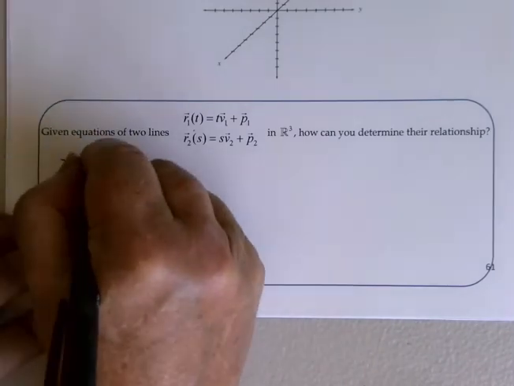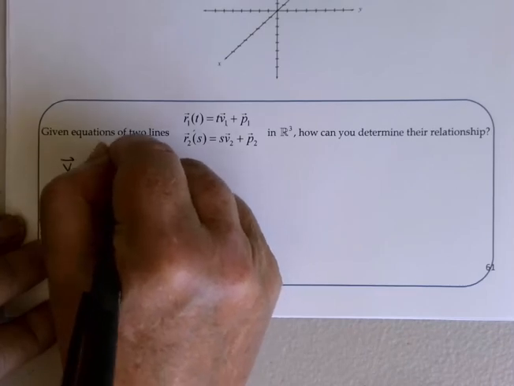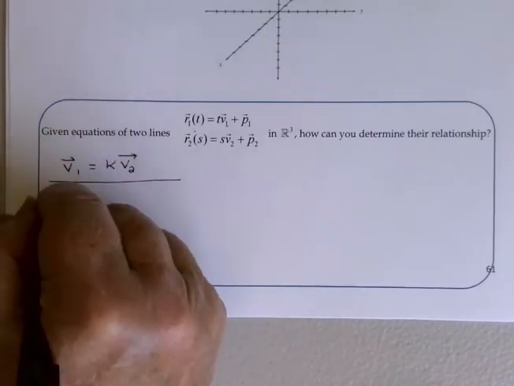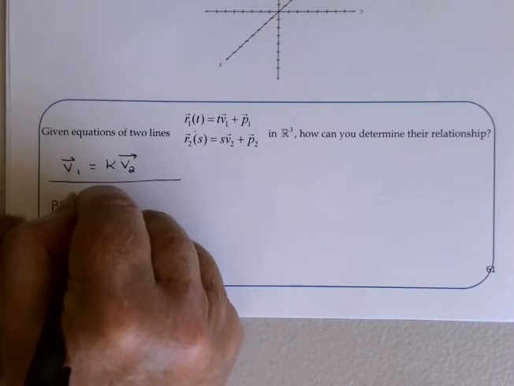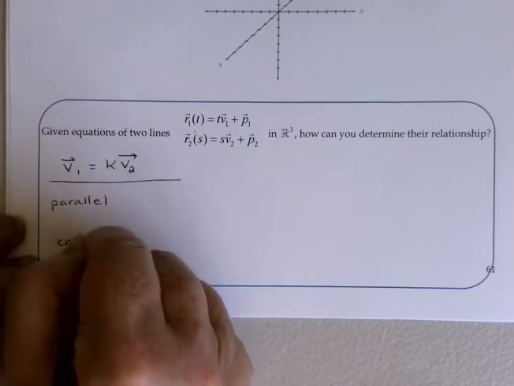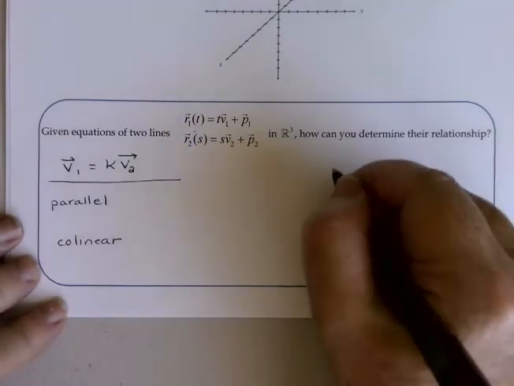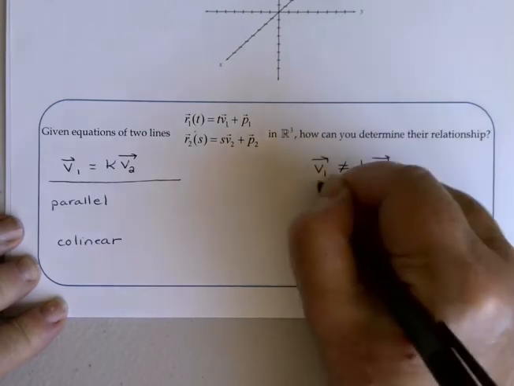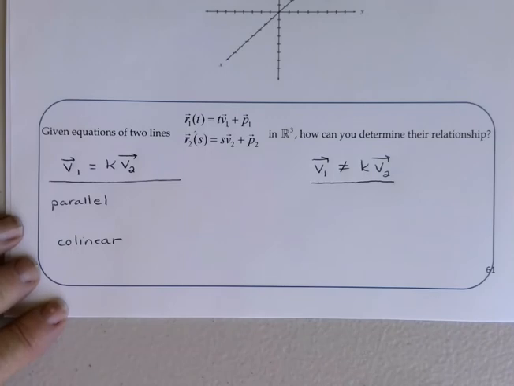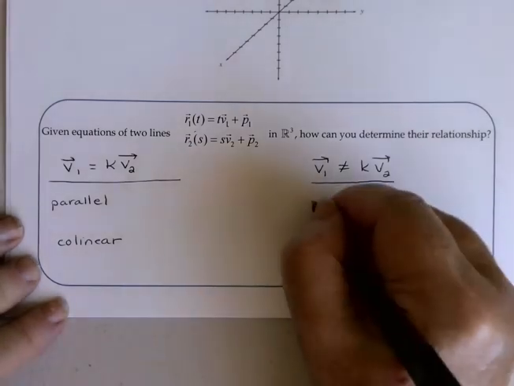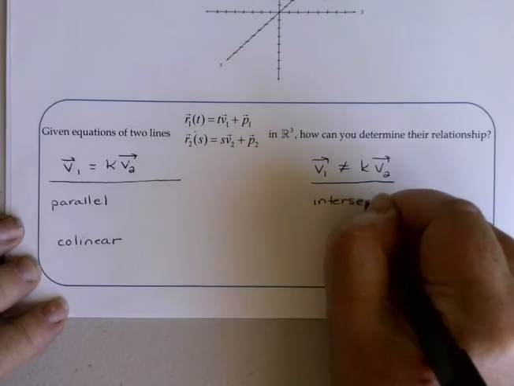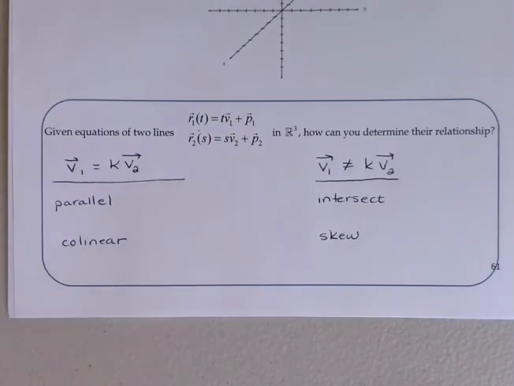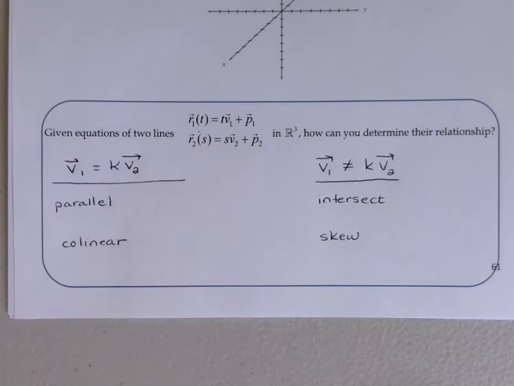If the first direction vector is a multiple of the second direction vector, so the direction vectors are parallel, then the lines are either parallel or collinear. I'm going to come back to that in a minute. If v1 is not a multiple of v2, so the direction vectors don't point in the same or opposite directions of one another, then that leaves us with intersect or skew. All right, so now we're down to these 2 to tell apart and those 2 to tell apart.